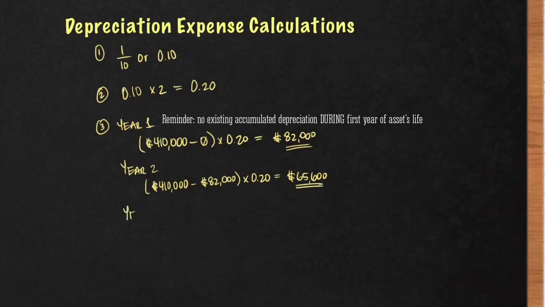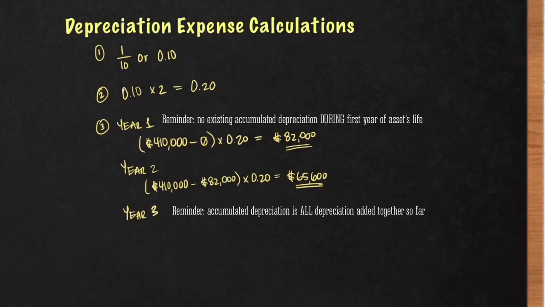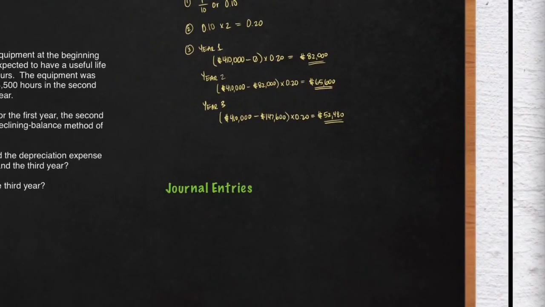Now let's go to year 3. Year 3, again, the cost does not change. It's still $410,000. But be careful here. Do not just subtract $65,600 from the previous year. You've got to add both the $82,000 and the $65,600 because thus far that is your total accumulated depreciation. You're still going to multiply by 0.2. That will give us $52,480 for the third year. There, you have your depreciation expense for all 3 years.